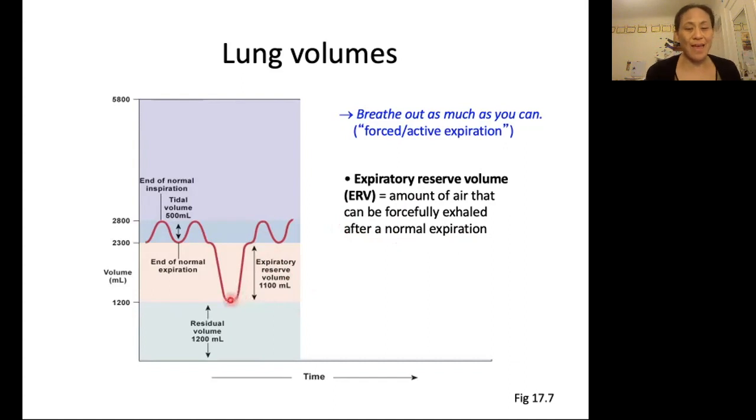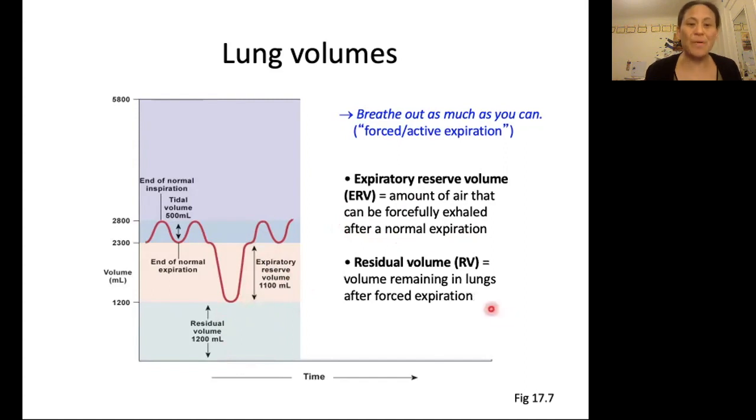Also notice that when we breathe out as much as we can, we don't completely empty our lungs. We still have some air in our lungs. We call that volume our residual volume. That's the volume remaining in the lungs after a forced expiration, typically around 1200 milliliters.